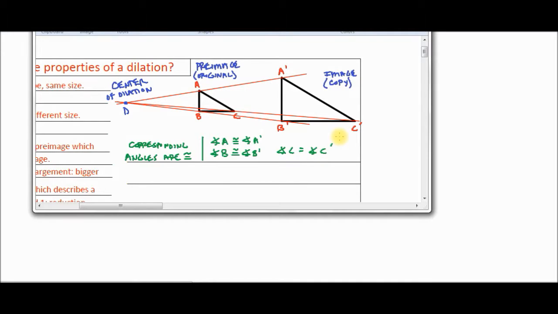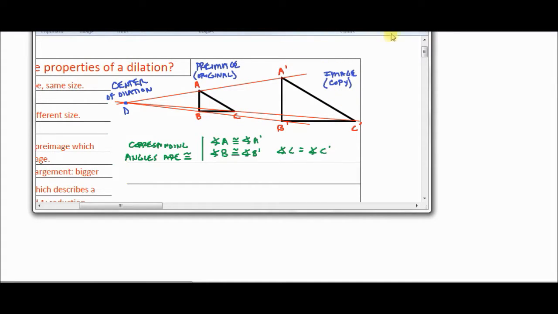So, dilations, class, they do not change angle measures. The angle measures will be congruent if you have a dilation. That's what keeps the same shape between 2 shapes if they're dilations of each other. They are going to have the same angles because the shape is going to be the same.